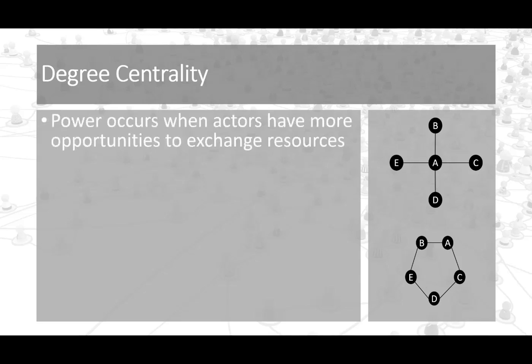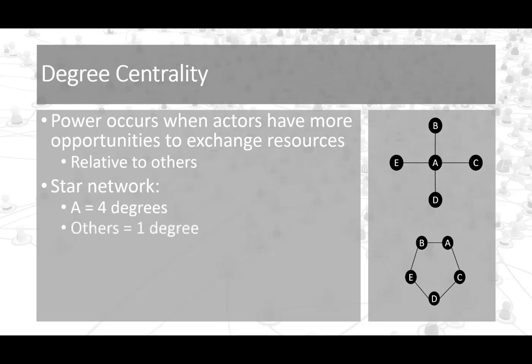So let's talk first about the idea of degree centrality. The idea of degree centrality is that power occurs when actors have more opportunities to exchange resources, and that's, again, relative to other actors. So what that means is actors have more opportunities to exchange resources, meaning they're connected to more people compared to everybody else, right? And again, we have to think about inequality in this case.